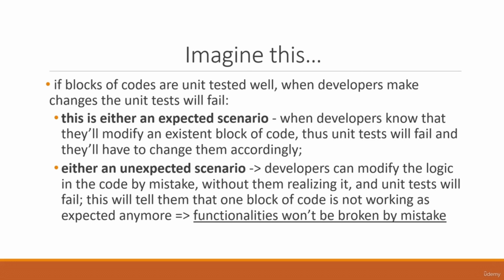But it also happens that sometimes developers can modify a logic in the code by mistake without actually realizing it. So the unit tests will fail, and this will tell them that they broke something by mistake. So when we unit test our functionalities well, it's really hard, if not impossible, that functionalities be broken by mistake. So if you write good unit tests, functionalities won't be broken by mistake.